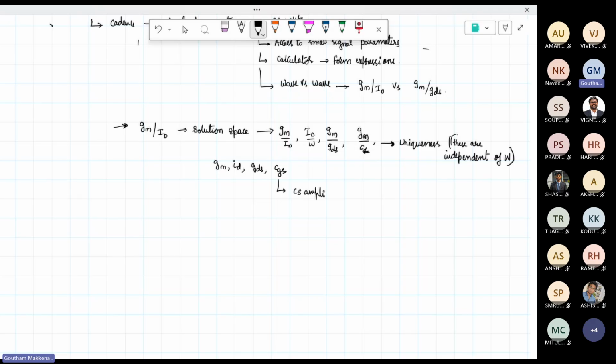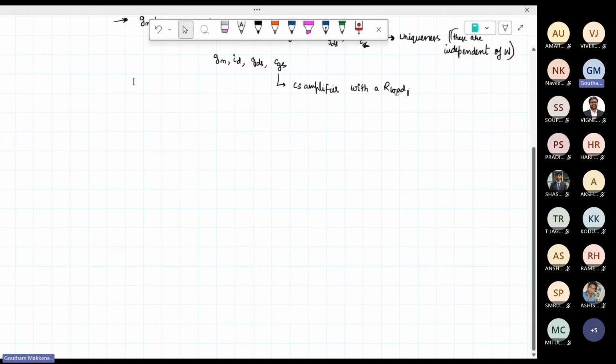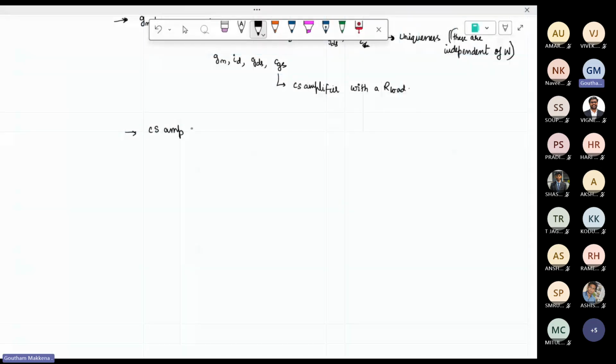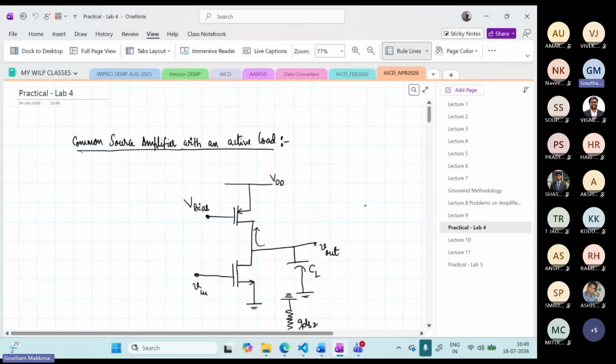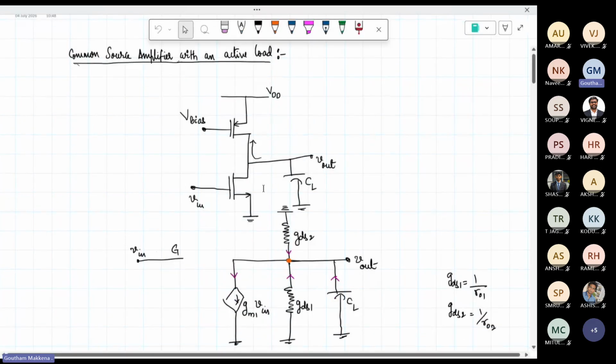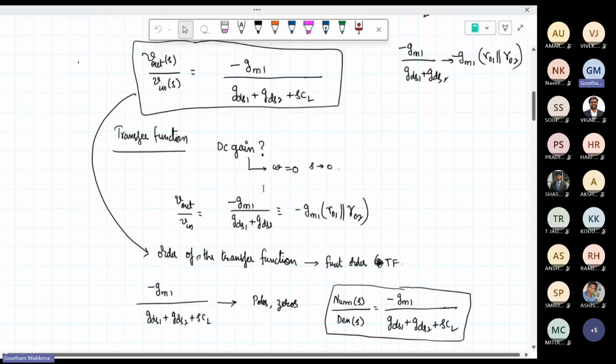So in this class, what we have done, we have sized a common source amplifier with resistive load, just as a proof of concept of whether this method is actually working or not. Then in the last lab, a previous lab, we sized a common source amplifier with active load. If we look at it, lab 4.